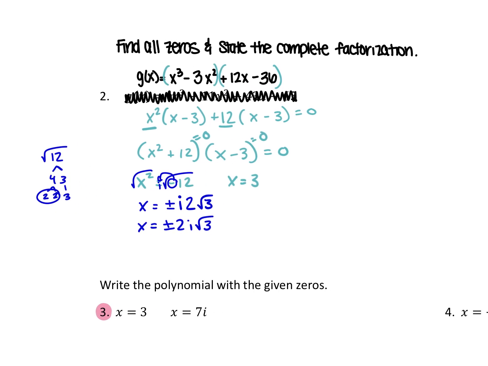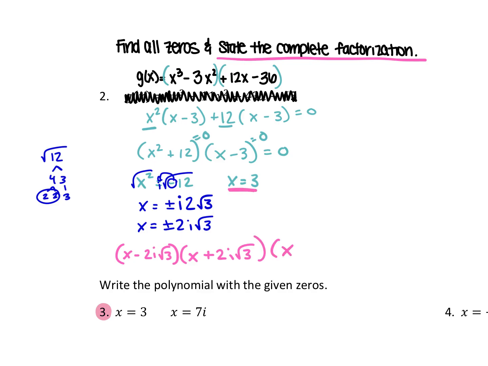Second part of this says to state the complete factorization. So that's writing it in factored form. So in factored form, we always write x minus the number. So we'd have x minus 2i square root 3. X minus negative 2i square root 3 would be plus. So x plus 2i square root 3. And then for x equals 3, what would come next? X minus 3, perfect. So this would be our complete factorization. These would be our zeros.